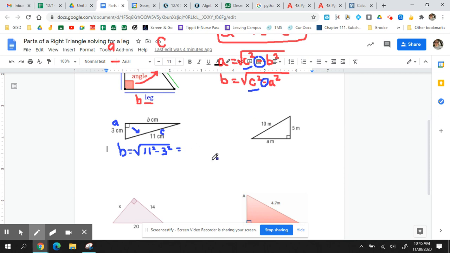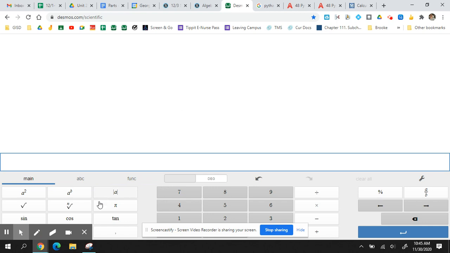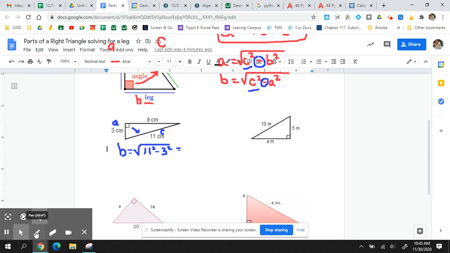And I'm just going to jump over to my Desmos and do the square root of 11 squared, which was my C squared, minus my A squared, which is 3 squared. So 10.58 would be my answer. Okay, not too bad. Now let's go try this next question.